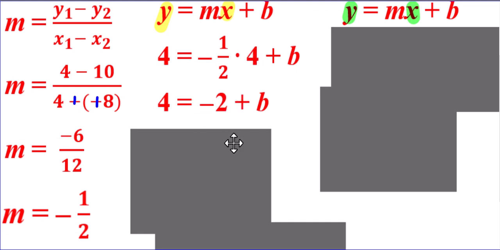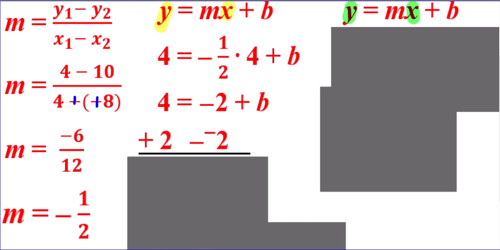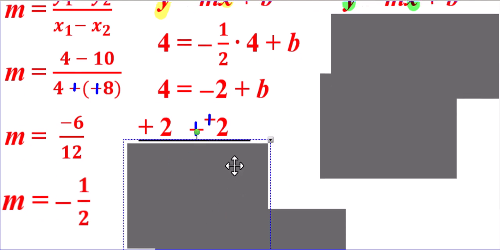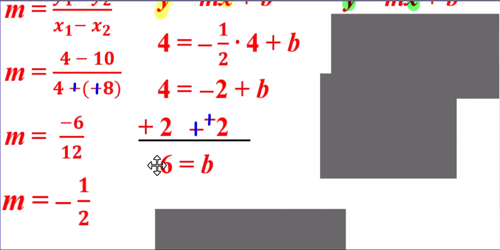The inverse of adding by negative 2 is subtracting by negative 2, but since you're subtracting by a negative, you'll actually end up adding by a positive. So 4 plus 2 will give you the y-intercept of b for being 6.